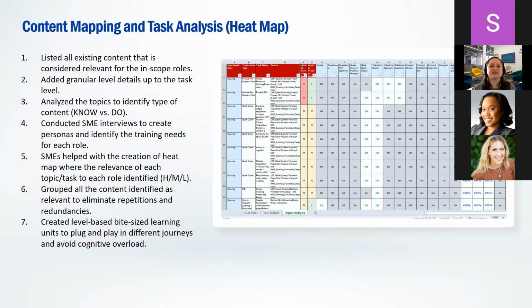What are those differences? As part of that, you'll see in this rough heat map image you can see on the screen, we were able to identify the relevance of each topic or task to each role identified. And HML there means high, medium, low. So you can see we said, how complex is this? Is it a difficult task? How much is it changing from what the system used to be? Is this a major new functionality introduction, or is this just a refresher and maybe more substantial changes happen somewhere else in the system?